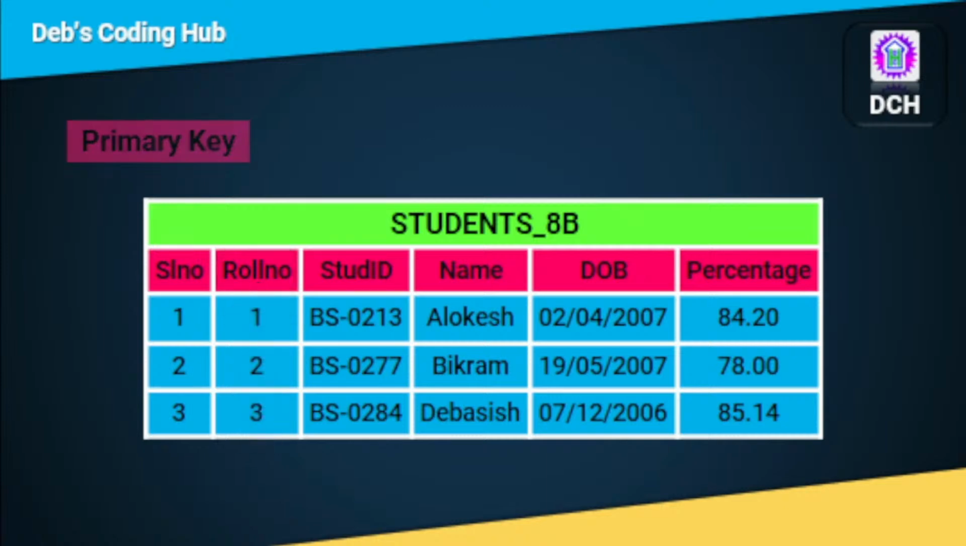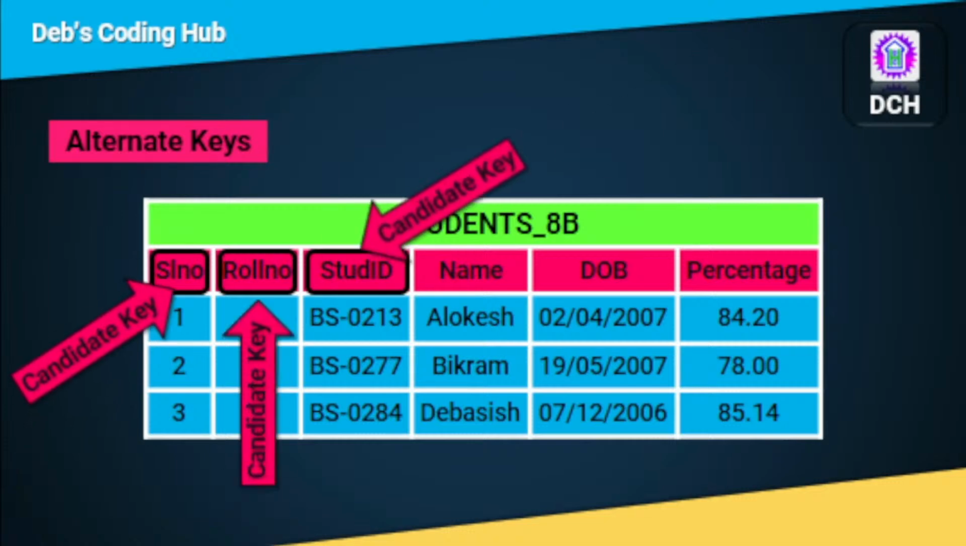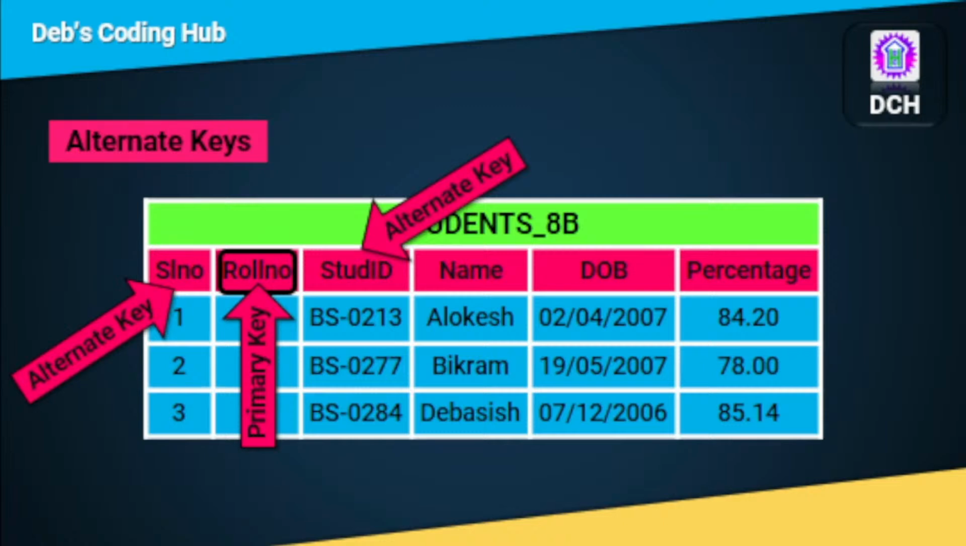Now let us discuss alternate keys. I have already discussed that out of these three candidate keys, we have selected the roll number as primary key. When primary key is selected, the rest of the candidate keys that are not selected as primary key become the alternate keys. So candidate keys that are not selected as primary key are called alternate keys. So in this case, serial number and student ID will become alternate keys. The candidate keys that are not selected as primary key will automatically become alternate keys.